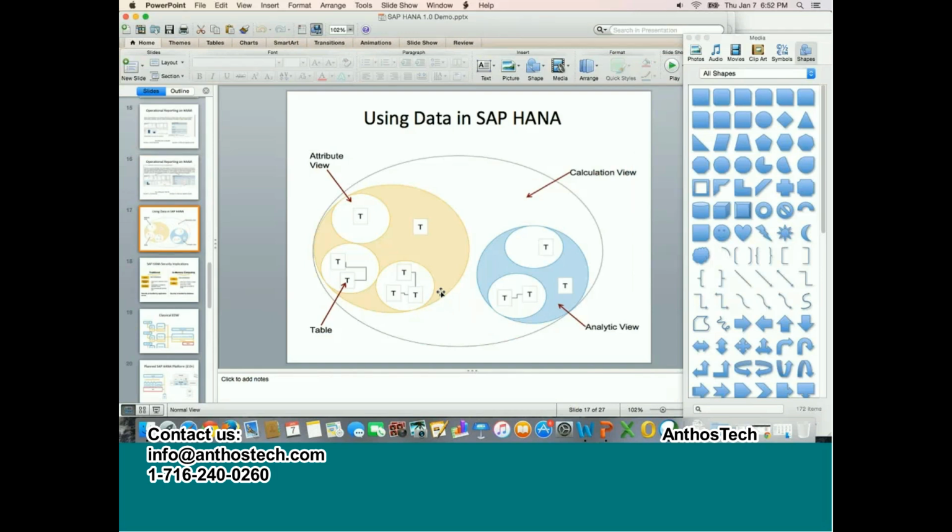This is something that we will be covering in detail in the training course. I'm not going to go into detail, but I'm just trying to say here the concept of storing the data only once and viewing it from different angles, with different views. That is the approach of SAP HANA.